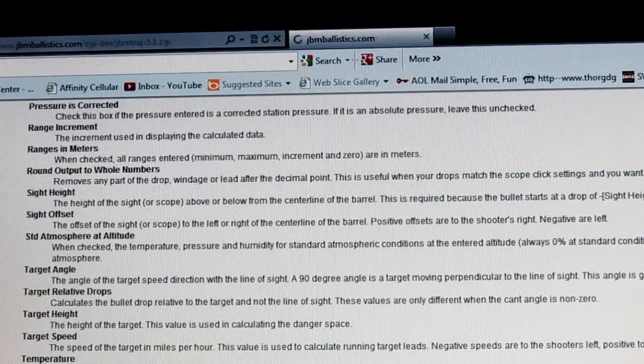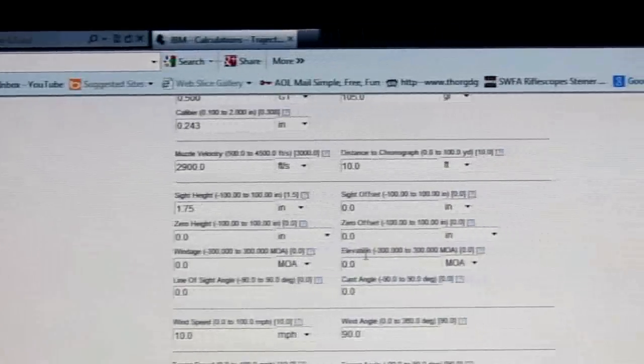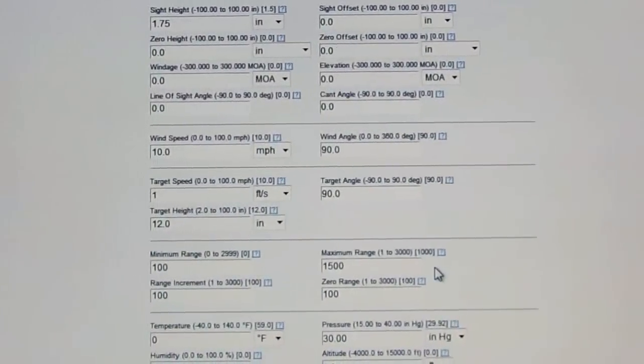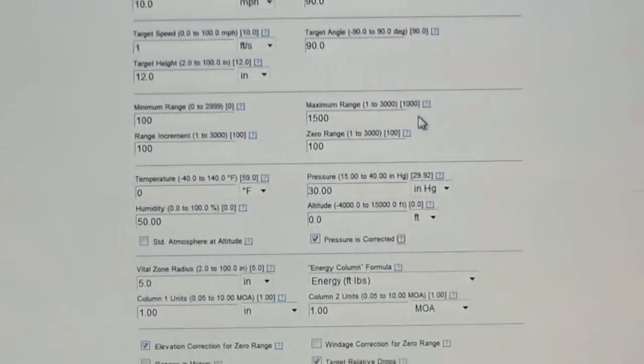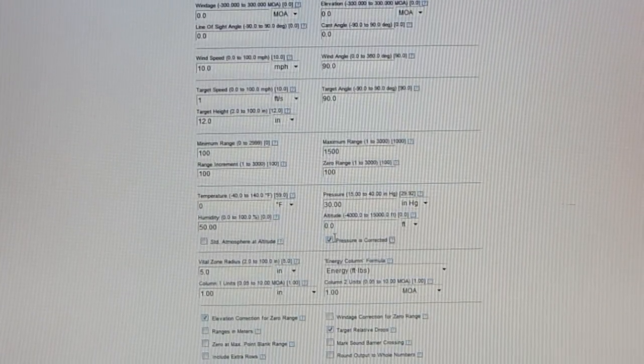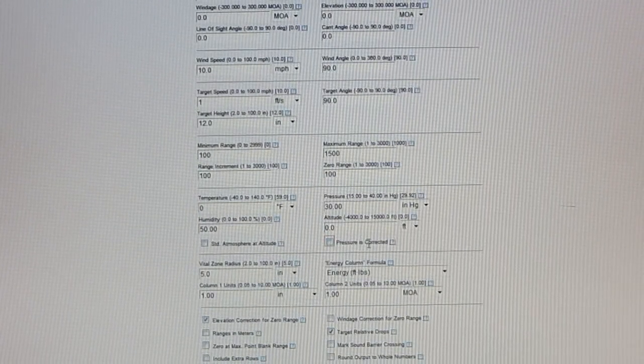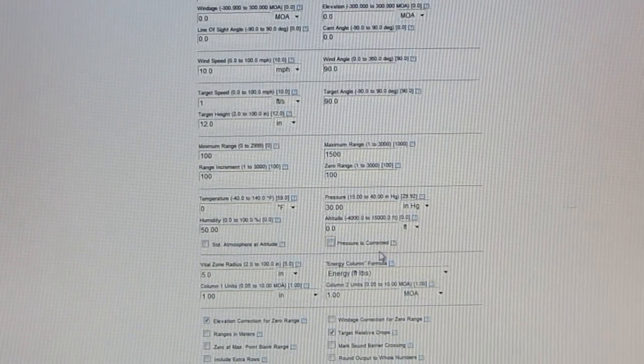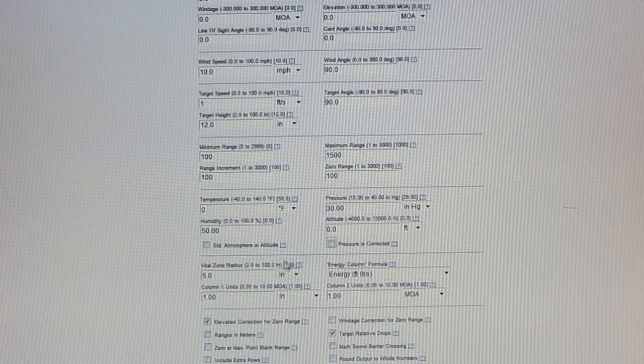Okay, so we'll hit the backwards arrow here. Okay, so where were we at? So here's our pressure box. We're going to leave that unchecked because we're going to be doing absolute. Okay, so that's one thing you want to do for sure.